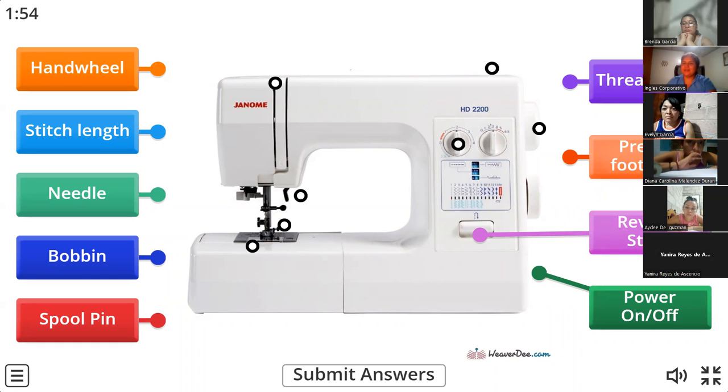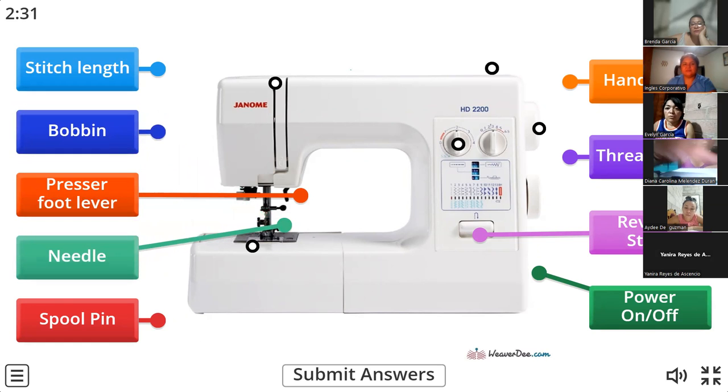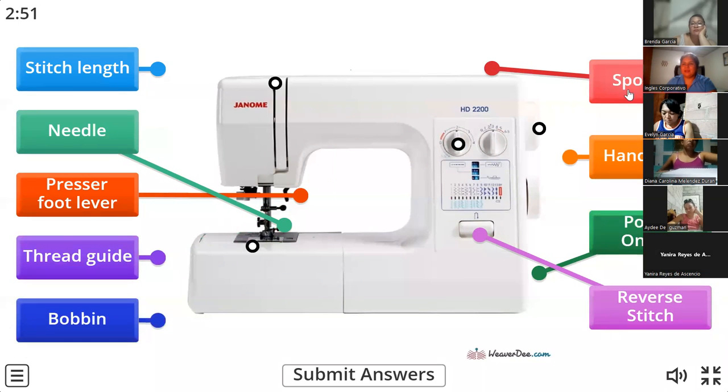Okay, what is the presser foot lever? Presser foot lever. Okay, we'll help you with that one. Which one do you think that is? The needle. ¿Qué dijimos que era needle? Aguja. Entonces va acá. Needle. The spool pin. Do you remember what is a spool? Carretel. Spool pin will be here. This is like a pin.